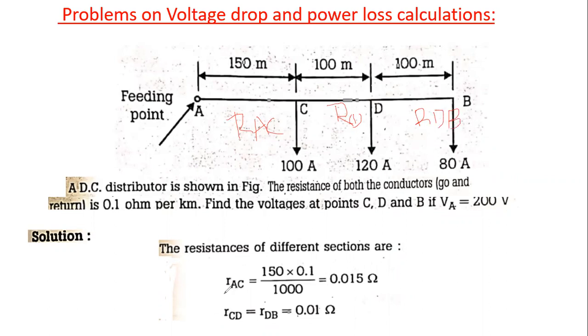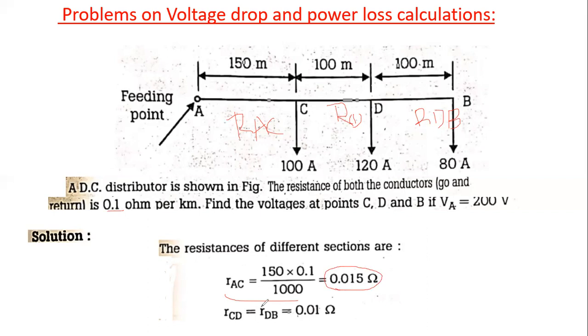First, find the resistance of section AC. Therefore RAC is equal to the distance between A and C, that is 150, into the resistance, that is 0.1 ohm per kilometer for both go and return. That's why we divide by 1000. Therefore RAC is equal to 150 into 0.1 by 1000.